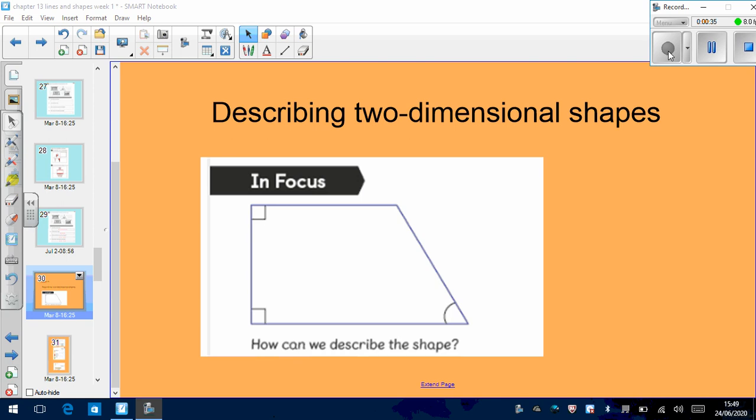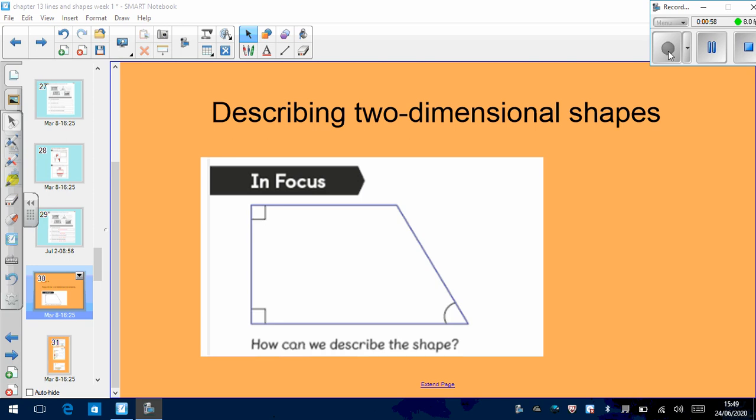Imi. Good. A vertical line is perpendicular to the ground, or it meets the floor at a right angle. Excellent. And so a horizontal line then. Theo. Brilliant. A horizontal line is parallel to the floor. I'm glad we have remembered something from last week.